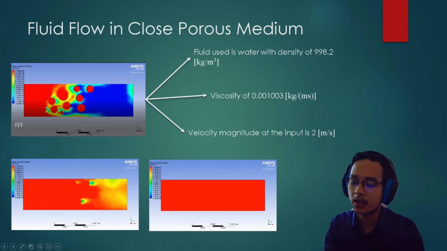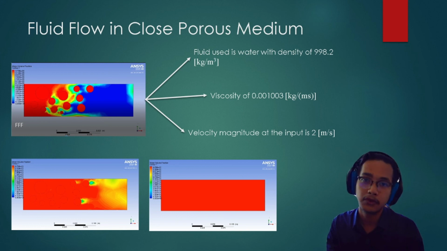Okay, so as you can see from the simulation video, when the water flows through the non-porous medium, the water travels faster compared to when the water flows through the porous medium. Next, when the water flows through the porous medium, the water volume fraction is randomly distributed due to the pore shape.